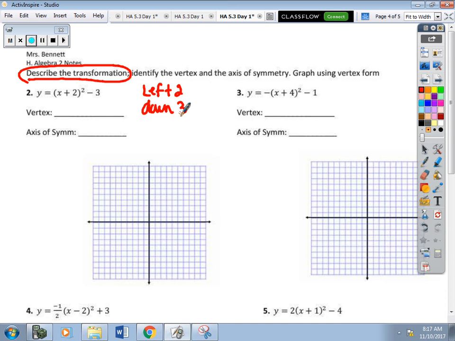Okay. So the vertex, again, this is x minus h squared plus k. So again, it's the opposite of what you see. So this should be a -2, comma, -3. Now make sure that makes sense. Left 2 and down 3. Makes sense, right? Matches up with the vertex. And then our axis of symmetry is just x equals -2.